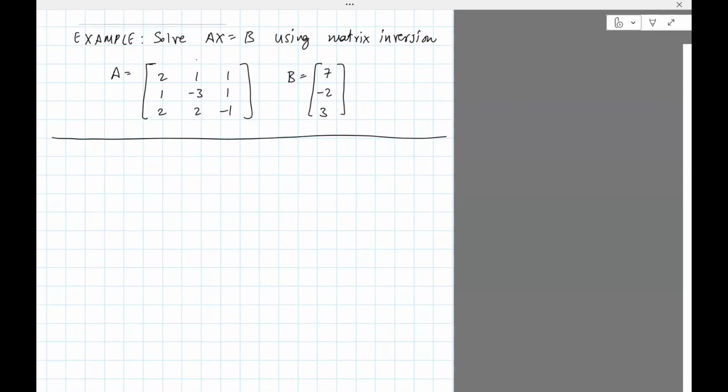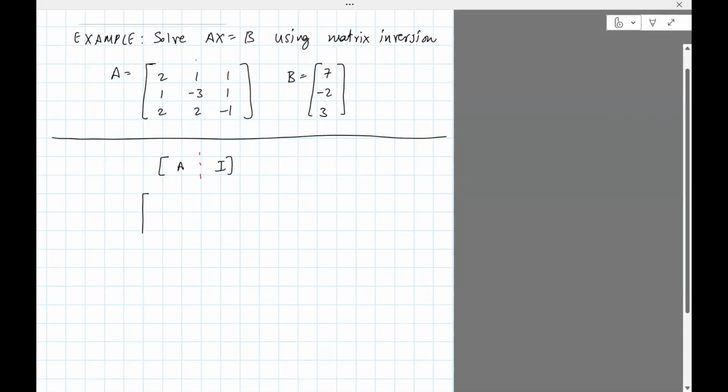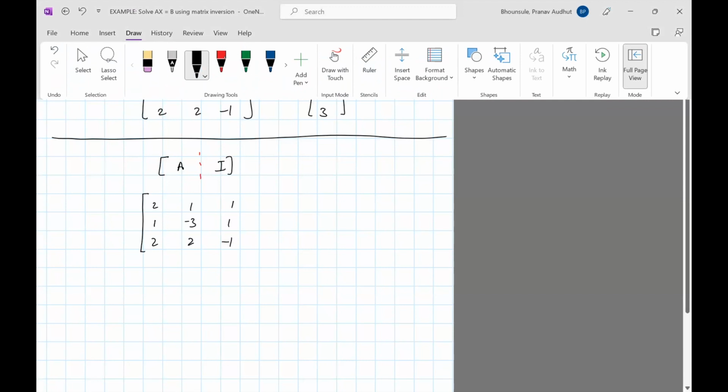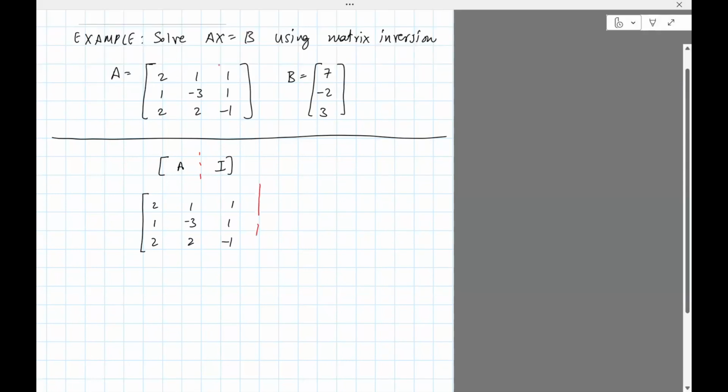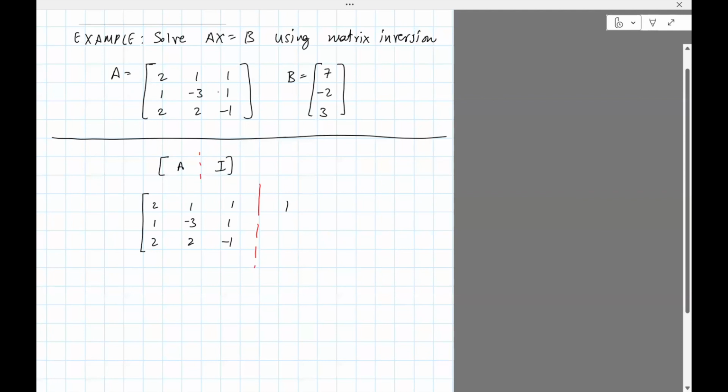We will write this as A I, and then proceed with Gauss-Jordan elimination. 2, 1, 1, 1, minus 3, 1, 2, 2, minus 1. Okay, this is the left side, and the right side is 1, 0, 0, 0, 1, 0, 0, 0, 1.